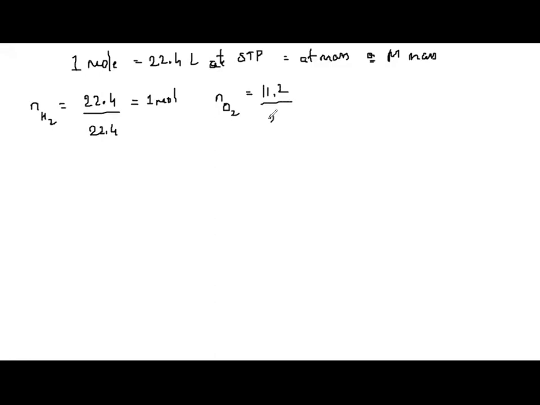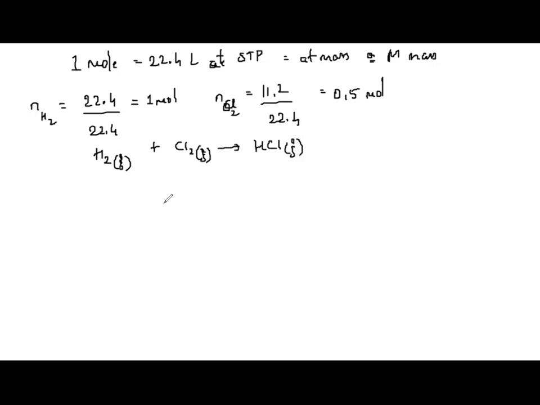11.2 divided by 22.4. So this is 11 divided by 22, almost 1 divided by 2, 0.5 moles. Okay. What is the reaction? It is not oxygen, it is chlorine. Fine. So hydrogen gas combines with chlorine gas to form hydrogen chloride gas, correct?